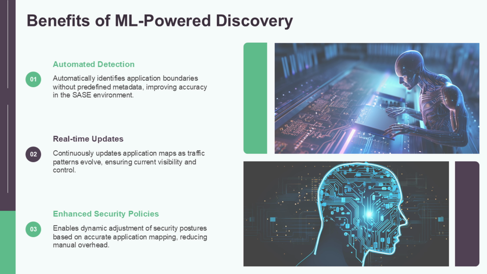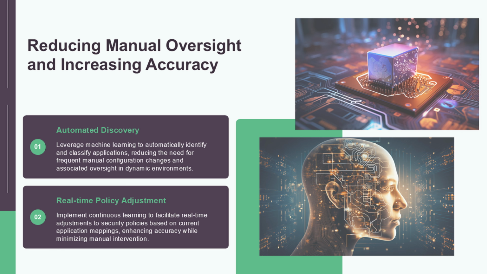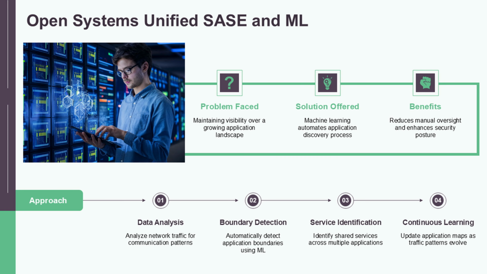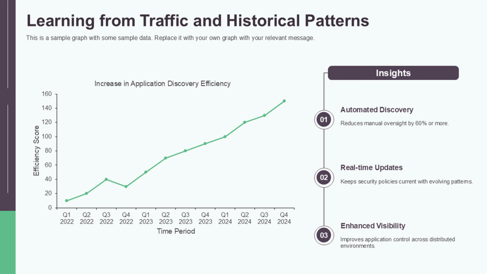In the SASE context, this capability is particularly valuable as it enables security policies to be applied based on accurate, current application mapping rather than outdated manual configurations. Palo Alto Networks has integrated a similar machine learning-based application discovery feature into its Prisma SASE offering, allowing the system to automatically identify new applications, assess their risk profiles, and adjust security policies in real time.